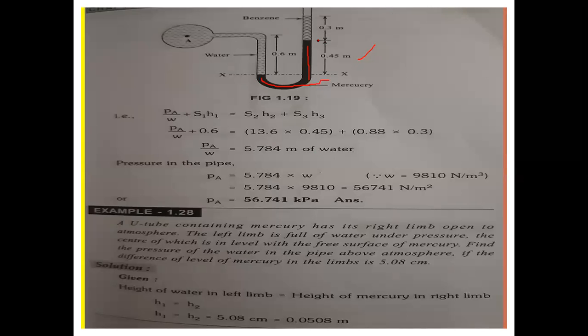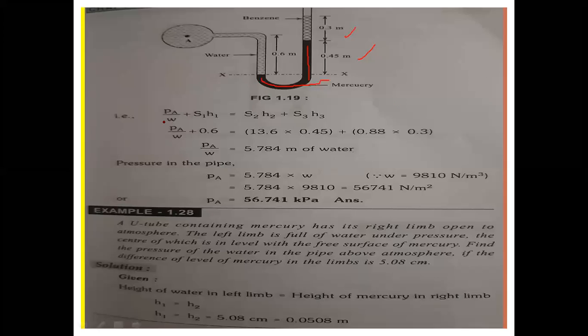The height of the benzene liquid is showing in the other design. It is not a spring, just only the design changes. Here the benzene height is 0.3 meters. So H1, H2, H3 మూడు వచ్చేసింది అన్నమాట. Then the specific కూడా మనము తీసుకున్నాం.